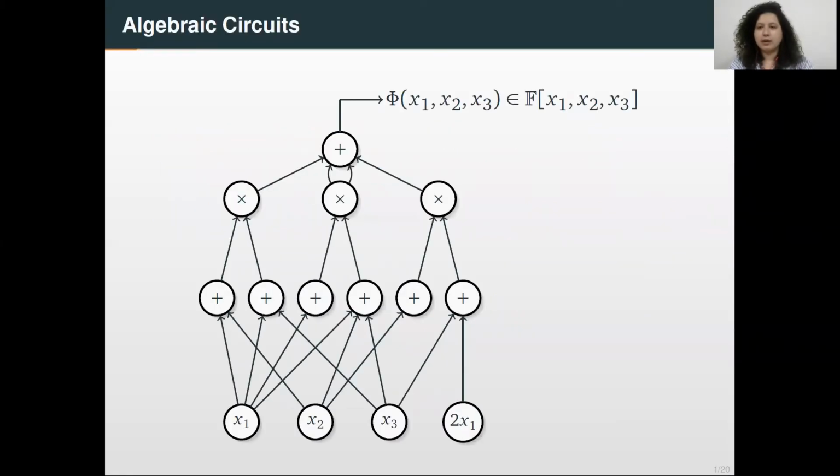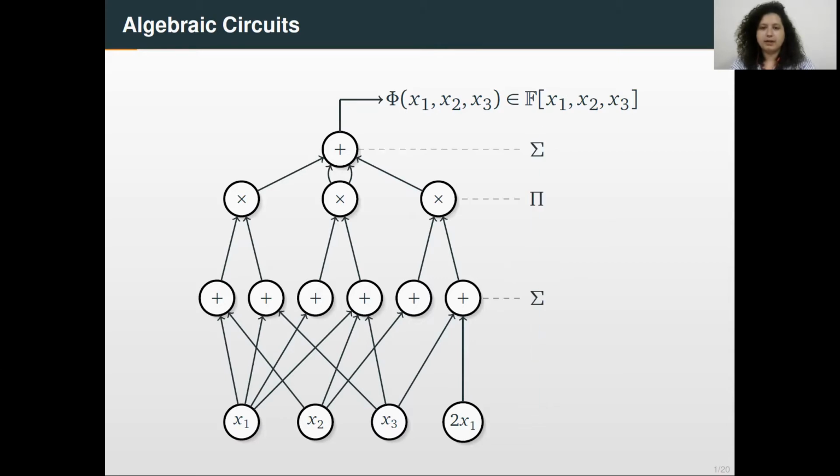So let me quickly recall what an algebraic or arithmetic circuit is. An arithmetic circuit is a directed acyclic graph with inner nodes labeled by arithmetic operations, such as product or sum, and the leaves are labeled with variables and field constants. Such a circuit computes a polynomial over the given field. The size of the circuit is the number of wires in the graph, and the depth of the circuit is the length of the longest path between the root and a leaf.